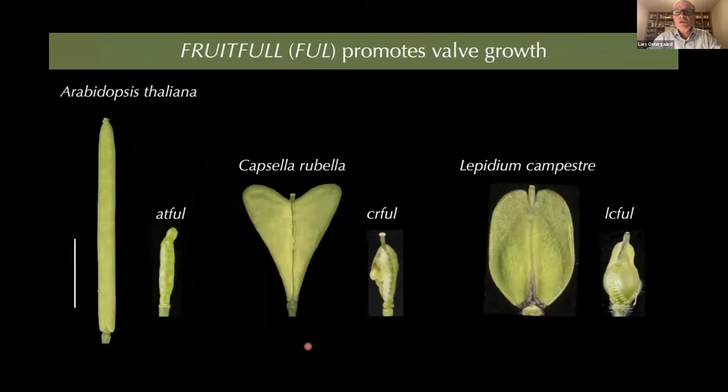There are also mutations in other Brassicaceae species in the Fruitful gene that also look very similar to what we see, for instance, in Lepidium campestre here, that has these disc-shaped fruits. But the Fruitful mutant in that species similarly looks like the fruit of the full mutant in Capsella and in Arabidopsis. So this suggests to us that Fruitful might not necessarily be the determiner of shape per se, but more a promoter of growth overall.